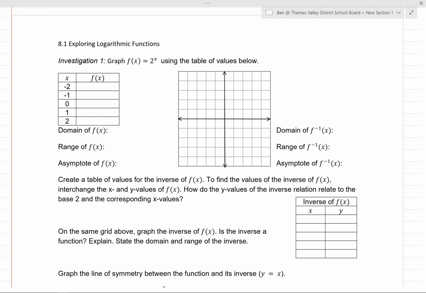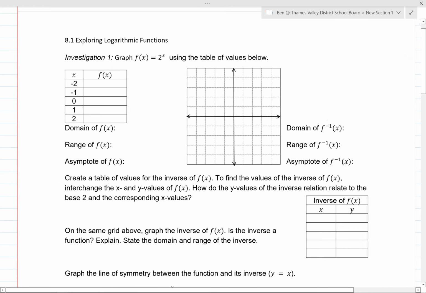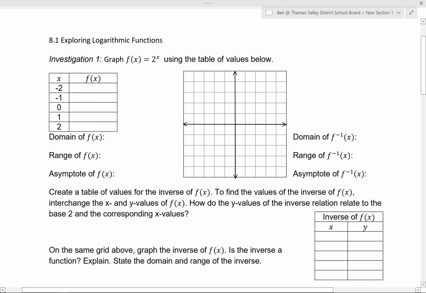Now, today we are starting chapter 8. We'll explore some logarithmic functions. In order to do so, first we need to remember how exponents work. Remember our work with exponents that we've done before. So first, we'll graph our base exponential function. The base is 2. Our exponent is x. Nice and easy. We can do it by creating a table of values here.